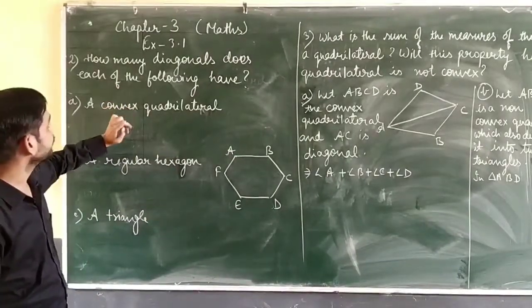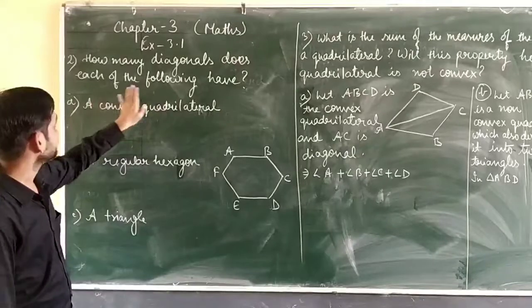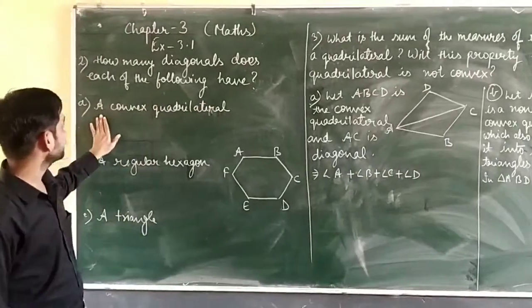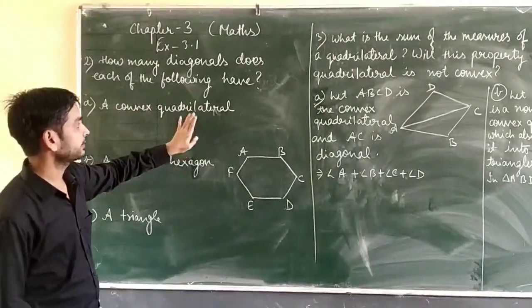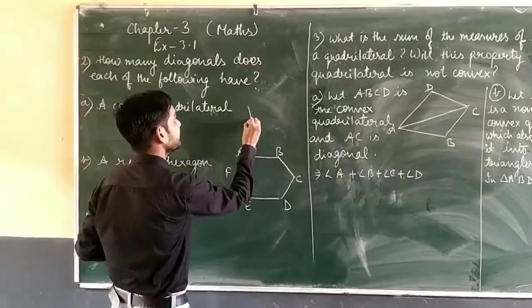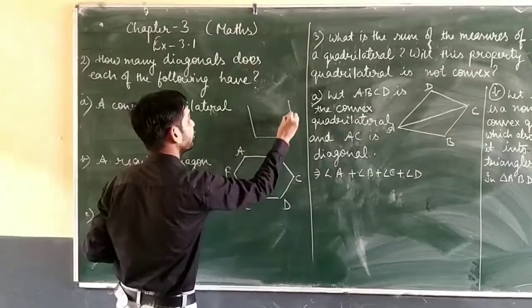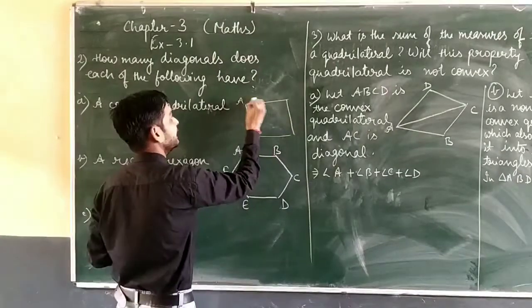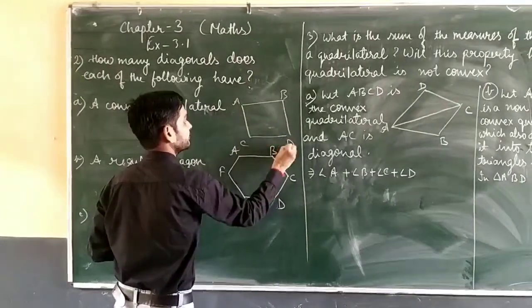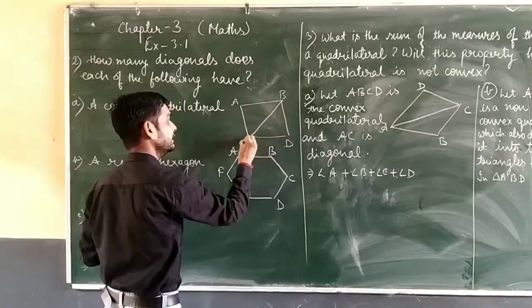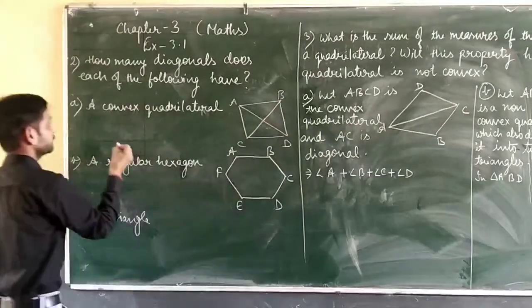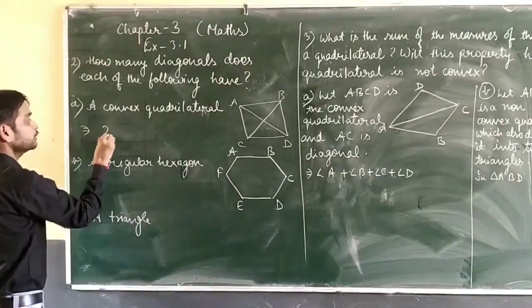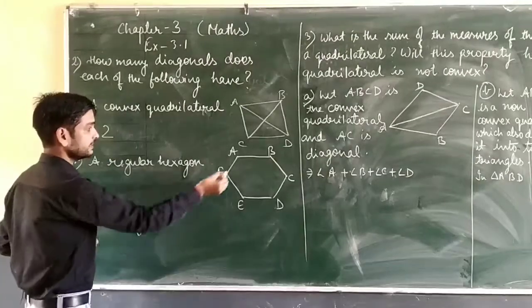Let's see the question number 2. How many diagonals does each of the following have? The first part is a convex quadrilateral. You know about the quadrilateral? A quadrilateral having how many sides? 4 sides. And when we make a diagonal, how many diagonals we can make? 1, 2. That is, what is the answer? 2.